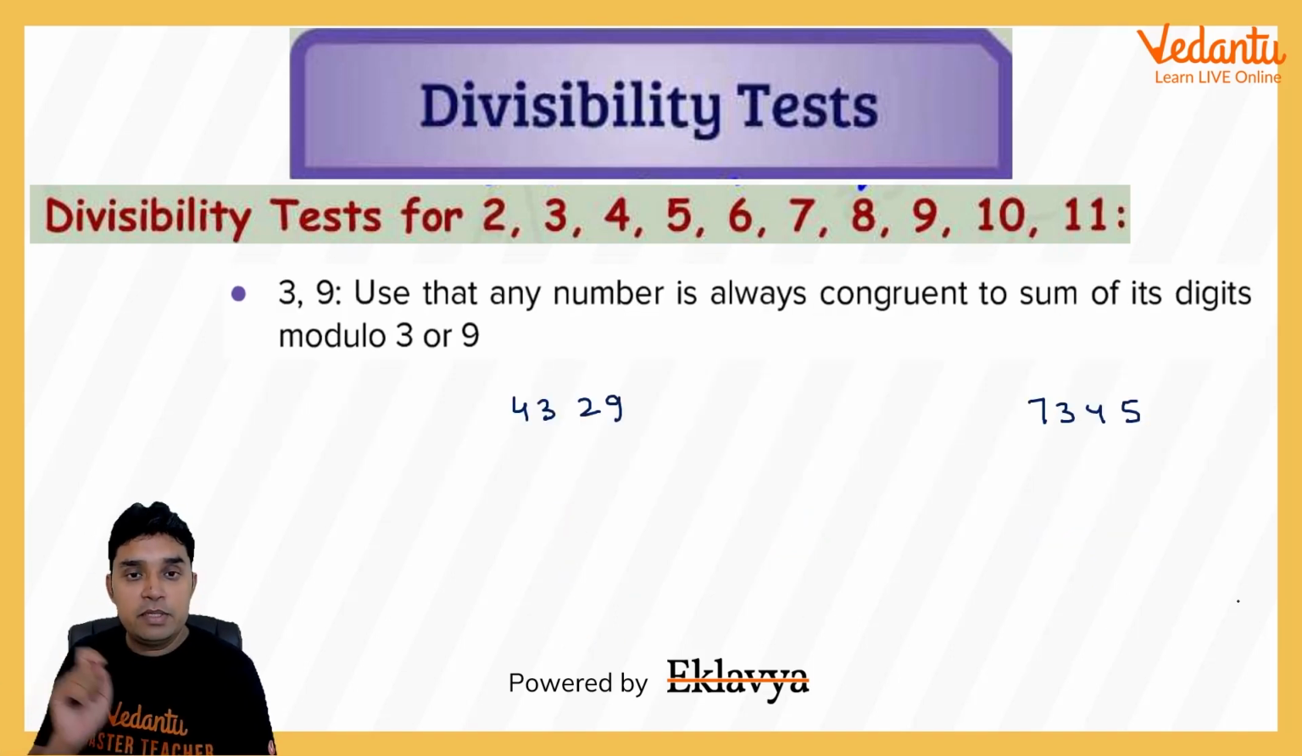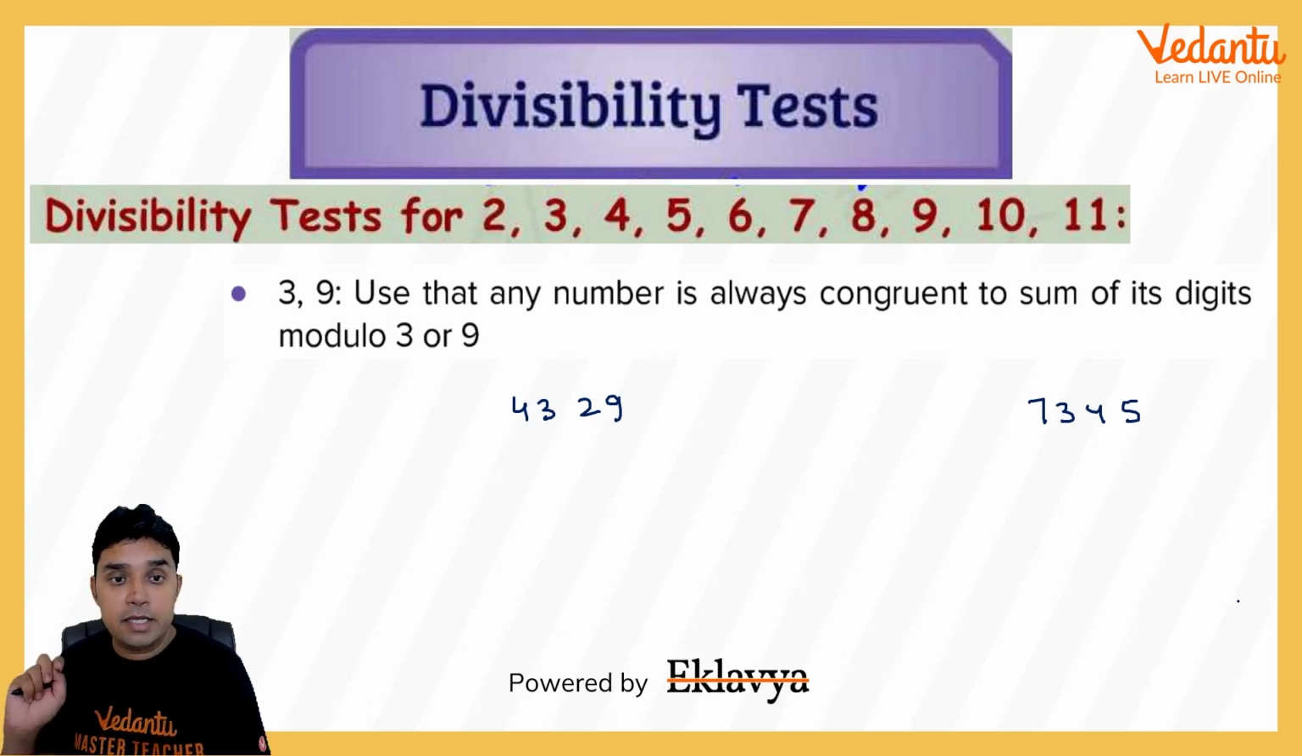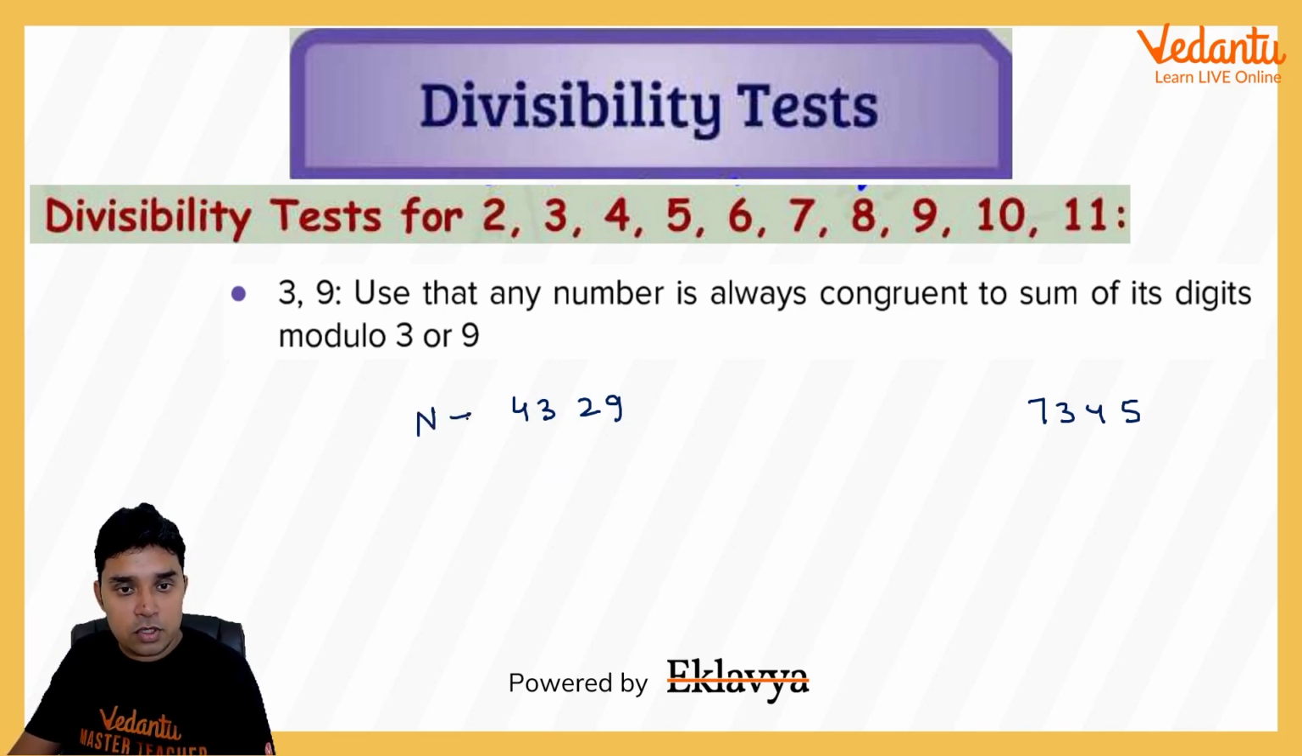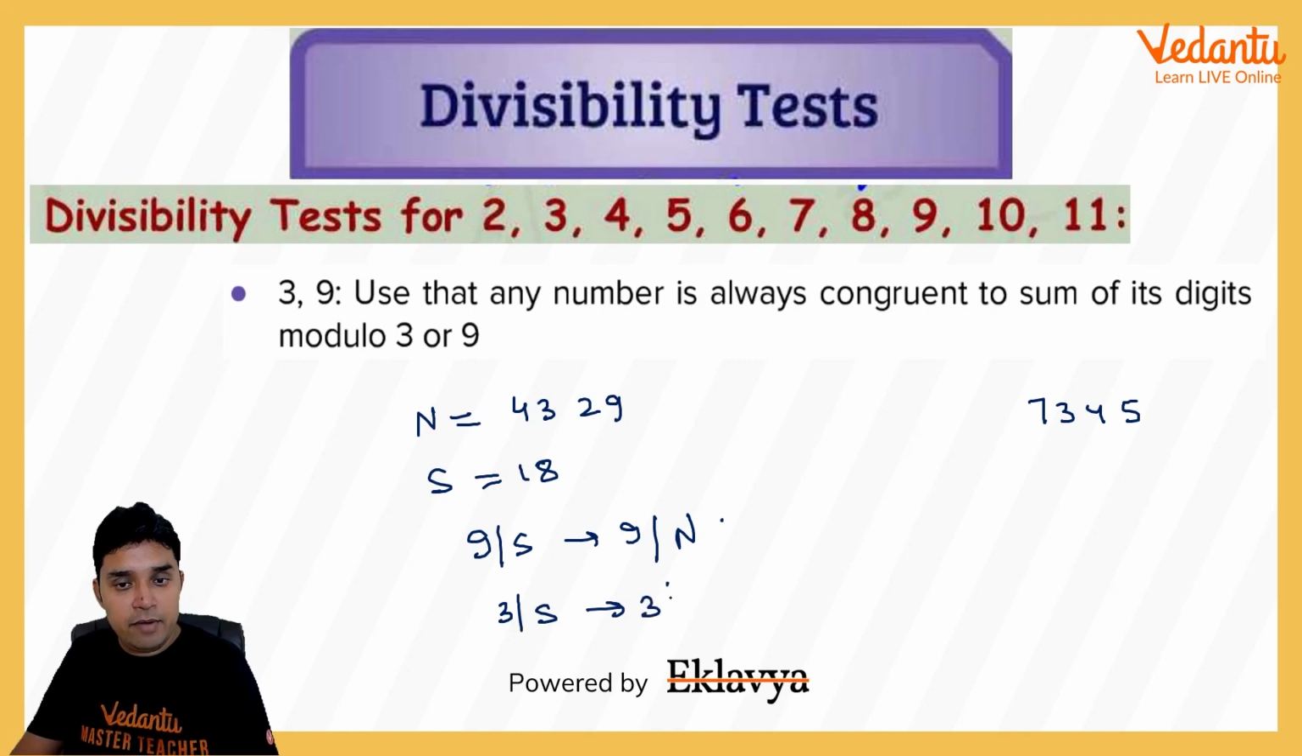Now coming to the divisibility test of 3 and 9. One very interesting thing about this divisibility test is that any number will be divisible by 3 or 9 only if the sum of its digits is divisible by these numbers. For example, 4, 3, 2, 9: if you take their sum, it is 4 plus 3, 7, plus 2, 9, plus 9, 18. So this number is 4329 and the sum of digits is 18. Because 9 divides the sum, 9 will divide that number also. And same goes for 3. That is because 3 divides this sum of digits, hence 3 will divide this number also.